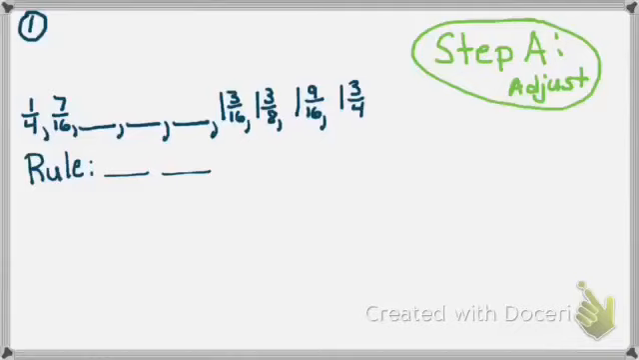So the first fraction is 1/4. I have not yet seen a denominator of 4. The next fraction is 7/16. I have not yet seen a denominator of 16. We skip the blanks that we'll need to find out. The next mixed number is 1 and 3/16. I already circled a 16, so I'll ignore that. The next mixed number is 1 and 3/8. I have not yet seen a denominator of 8, so I'll circle the 8.